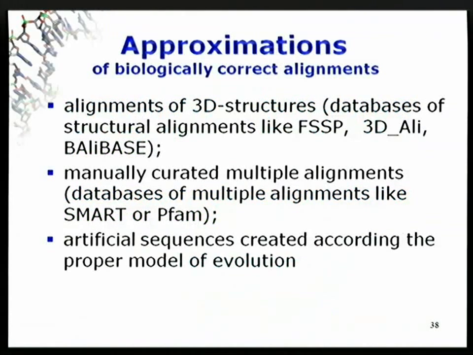The problem is that usually we don't know the evolution process. And when we solve applied problems, we have to find some approximation of the true alignment. In the case of biology, in the case of proteins, we can use alignments of 3D structures as such an approximation. Another idea is to use artificially constructed alignments, but in this presentation I will talk about the comparison of algorithmic alignments and alignments obtained from the superposition of 3D structures.